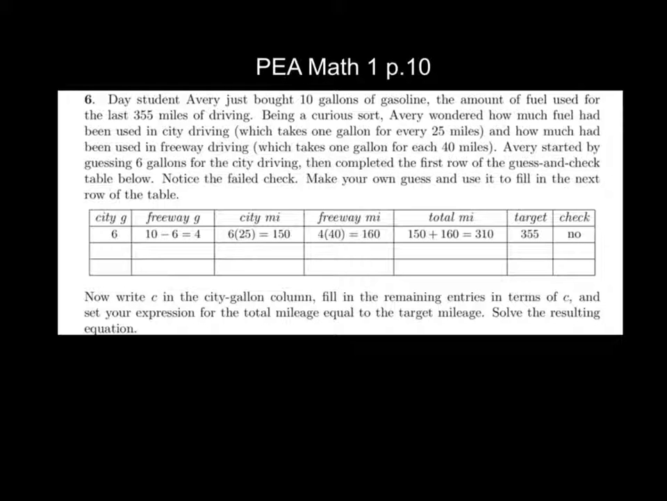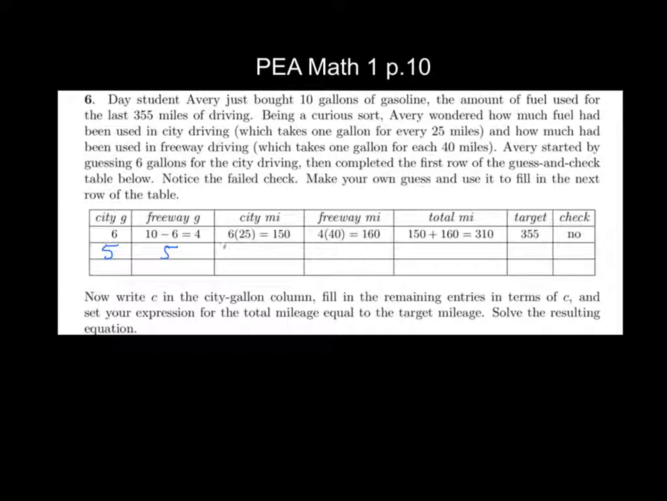So with that information, what should my next guess be for the city? Should it be bigger or smaller? Smaller? Are we okay with that? So guess 5. I mean, 310 is not super close to 355, but it's relatively close. So let's try 5. So now we go 5 for the city. What would be the freeway then? 5, because it has to add to 10.